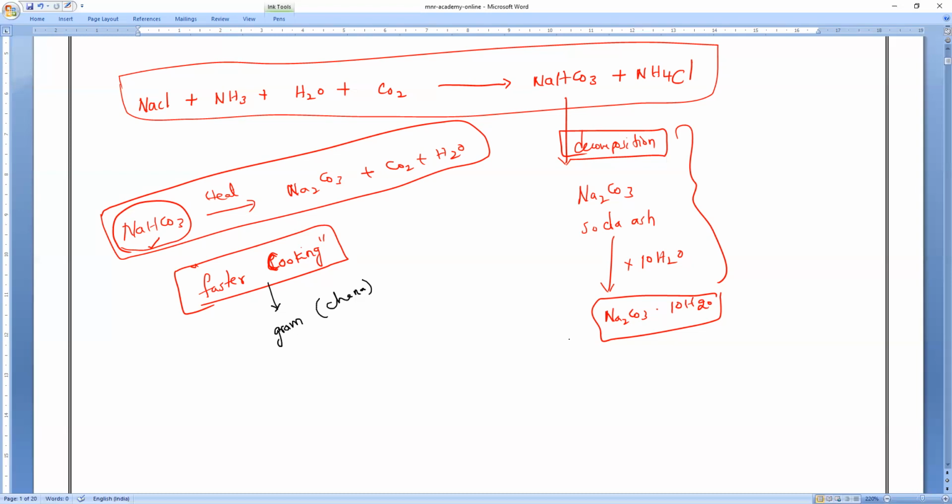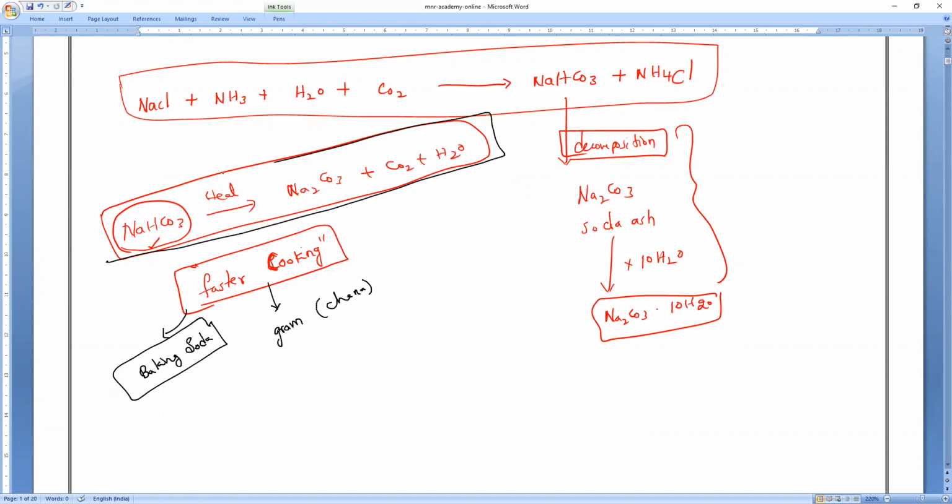So by the time, if you want to make them cook faster, you can add this baking soda. Baking soda. So they will ask you the question simply: what is the importance of adding baking soda for faster cooking? That's all. So this is the purpose.